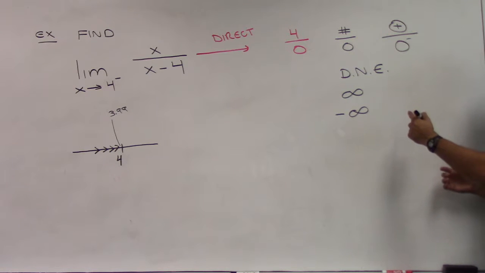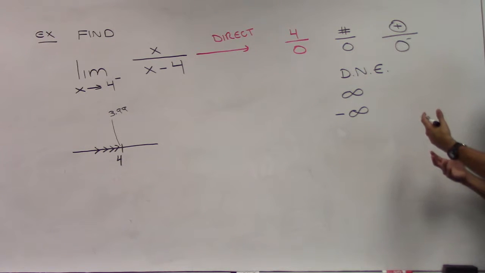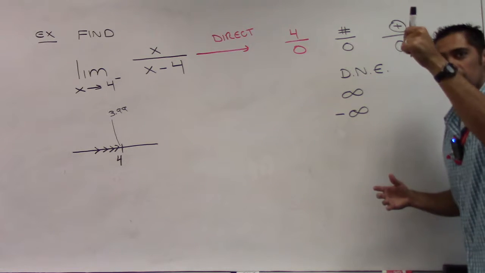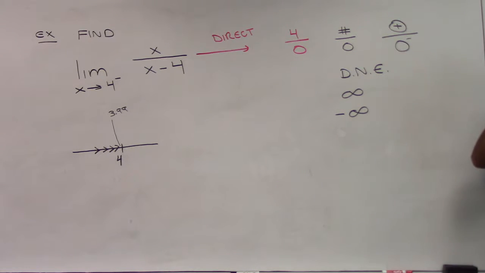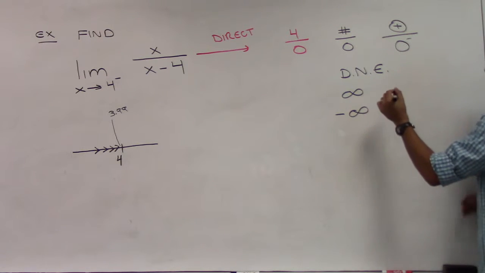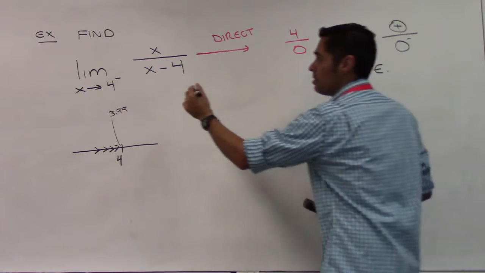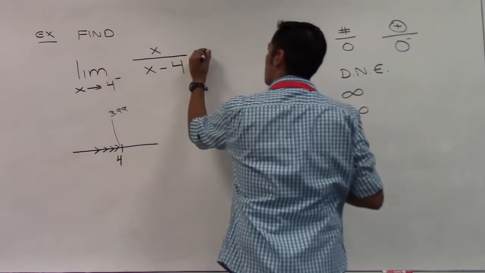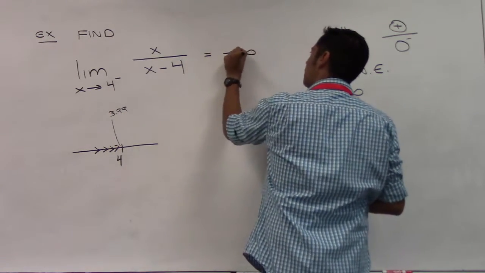Do you all see that? It's just kind of a process of elimination, I guess. No? Yes? You good? I just got to ask. I'm going to do another example. Maybe it'll help. But our answer to this, just by looking at it, would be negative infinity.